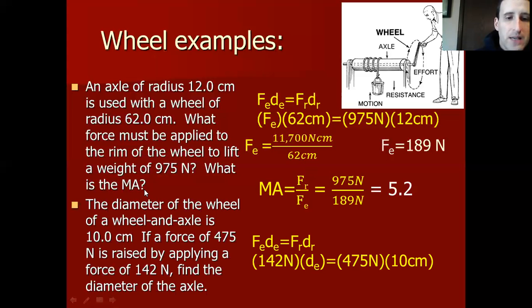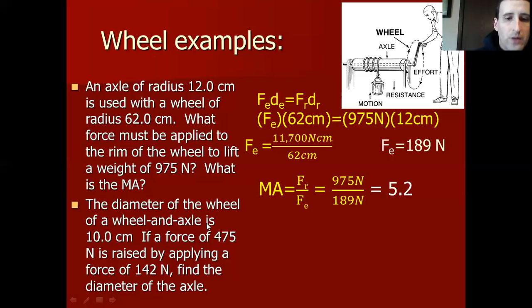So a second example: the diameter of a wheel and axle is 10 centimeters. If a force of 475 newtons is raised by applying a force of 142 newtons, find the diameter of the axle. So you'll notice in this problem, it was both about radius. In this problem, it's both about diameter. Again, as long as we are consistent, we can use either the radius or the diameter or the circumference for that matter as the appropriate D in our work equation, as long as we are consistent.